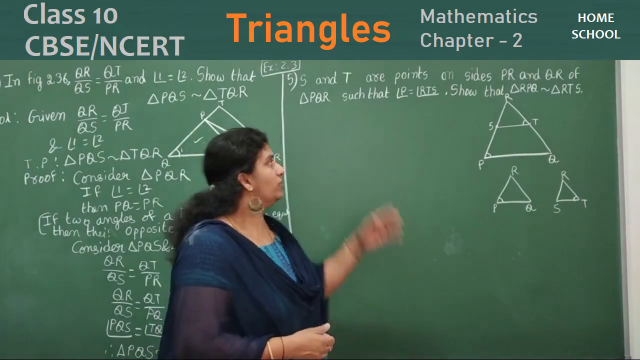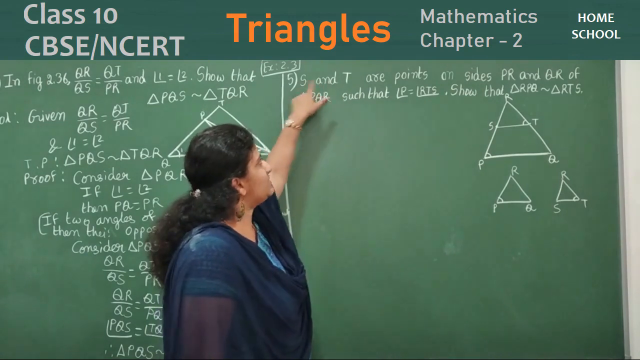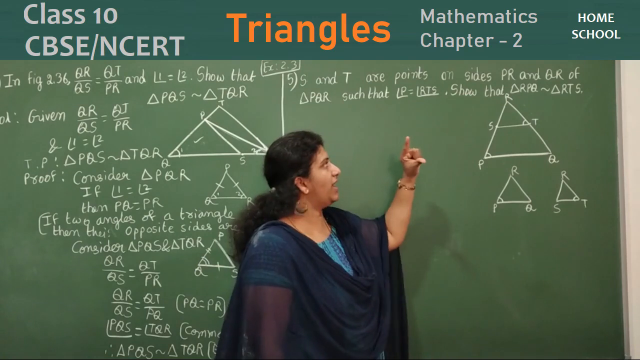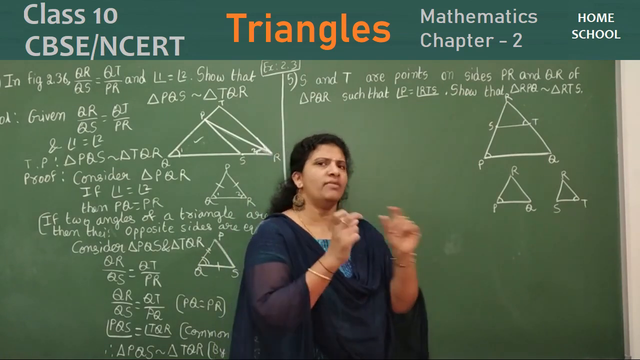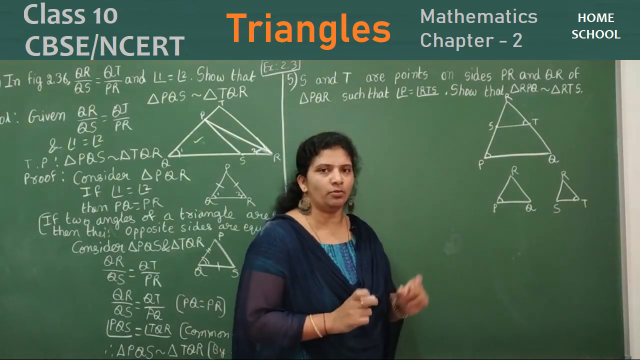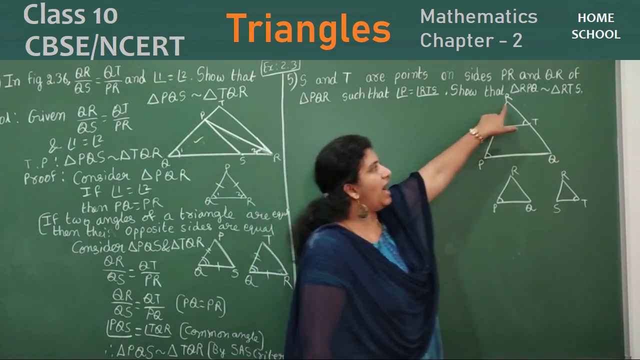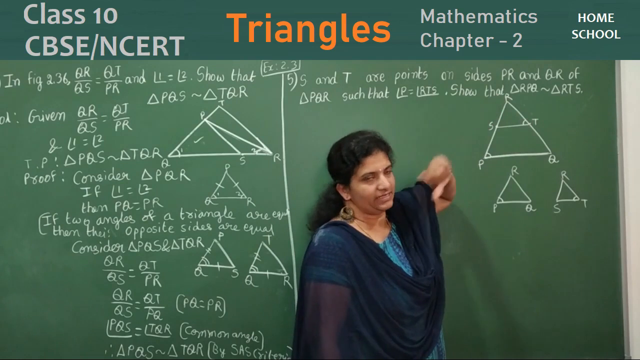How are we going to do this? Observe carefully. S and T are points on the sides. What are the sides? PR and QR. What is the common letter between those two? PR, QR. R is common, right? So take R as a vertex.